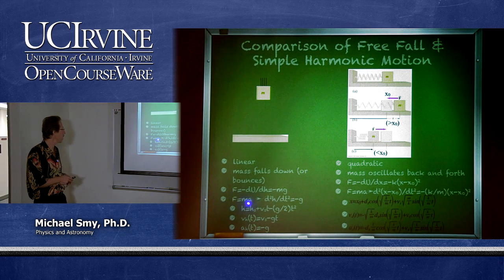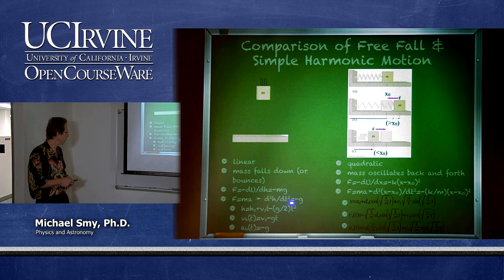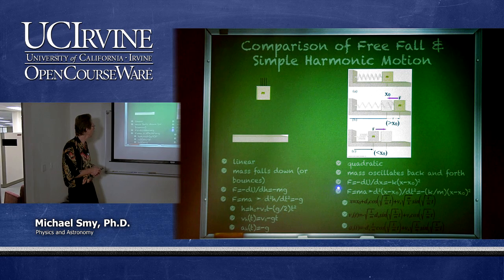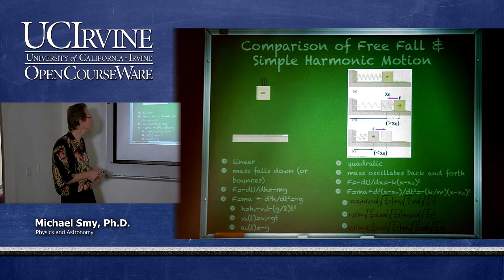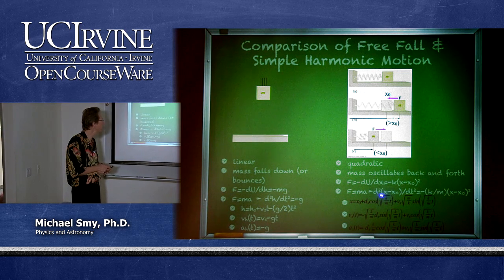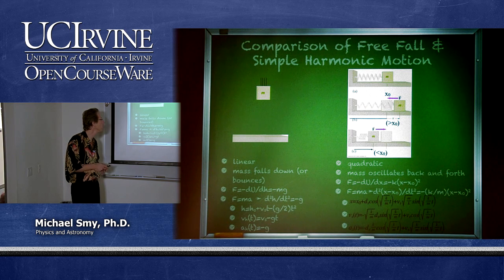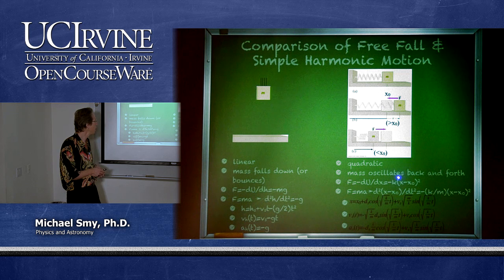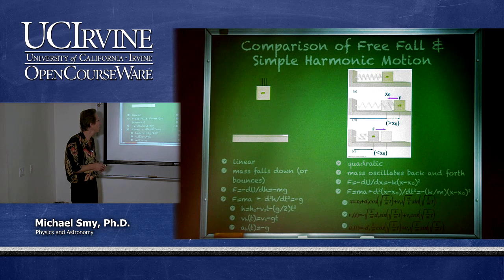Then from F equals ma, we get that the acceleration of the motion is minus g. And here we get a differential equation, meaning that the second derivative of the deviation from the equilibrium is proportional to that deviation itself. And the proportionality constant is k over m, where k is the spring constant, the same as for the proportionality constant for the force. And m is the mass.